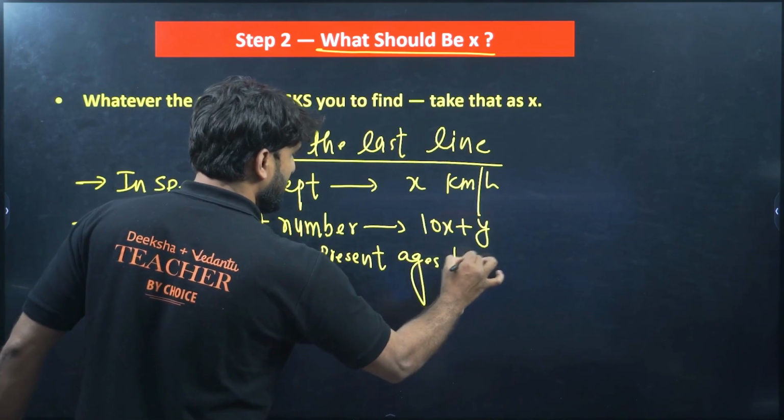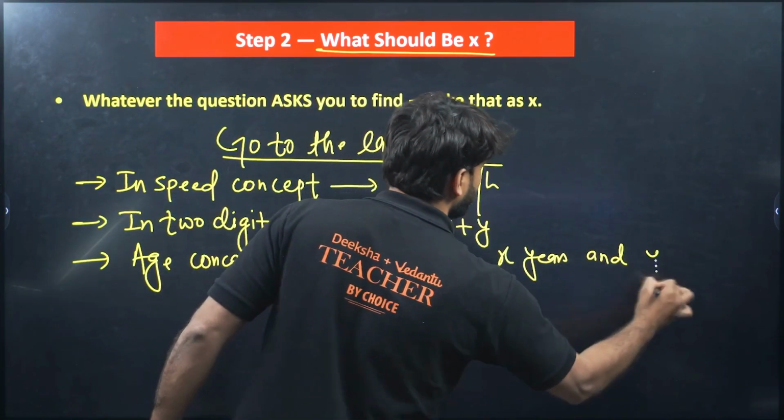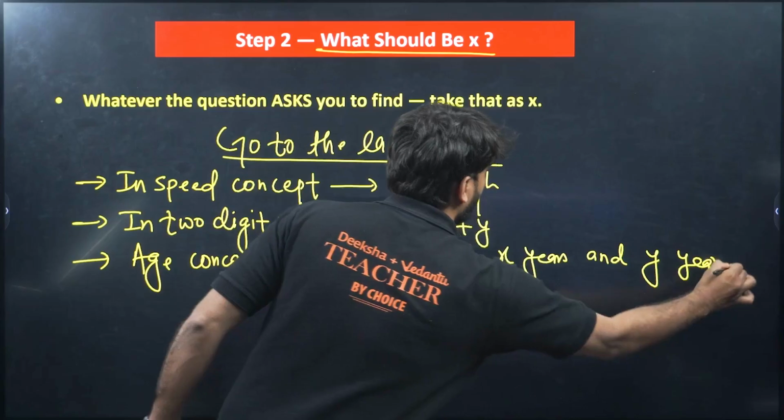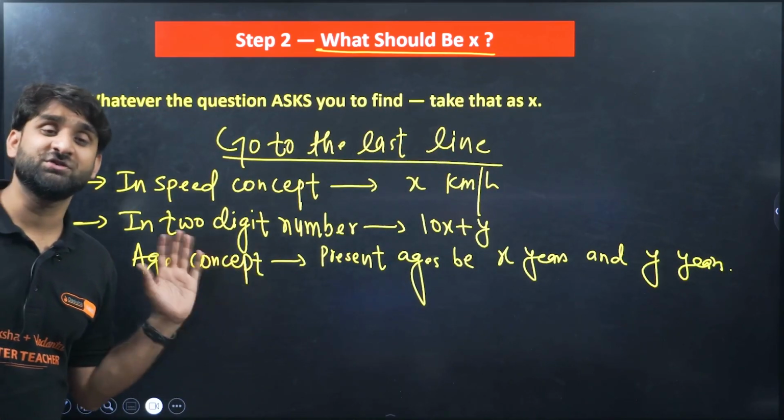Present ages be X years and Y years. These things are very important. Supposing, assuming the value, letting the value. I hope this is clear to you.